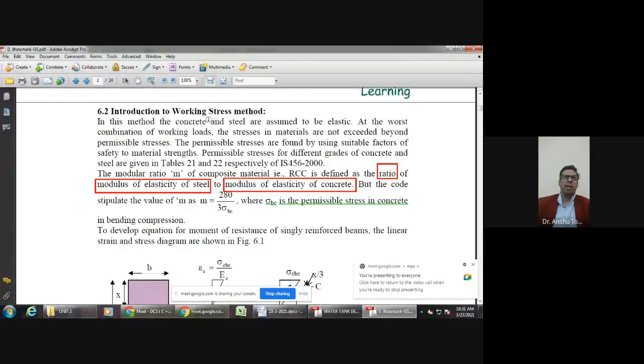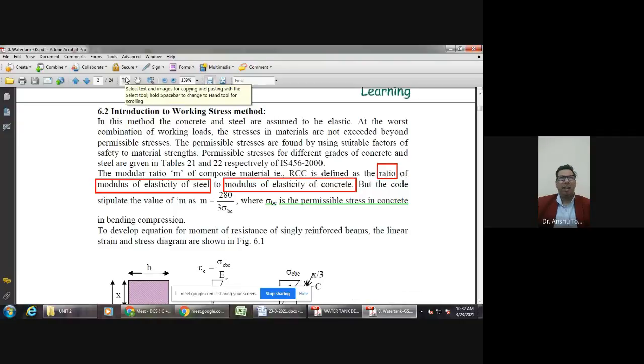As we know, design of water tank basically comes under the working stress method. Although it can be designed by the limit state method also, there is only a change of coefficients because there is a change in design philosophy. Working stress method is one design philosophy and limit state method is another, in which we change the coefficients based upon the requirement.